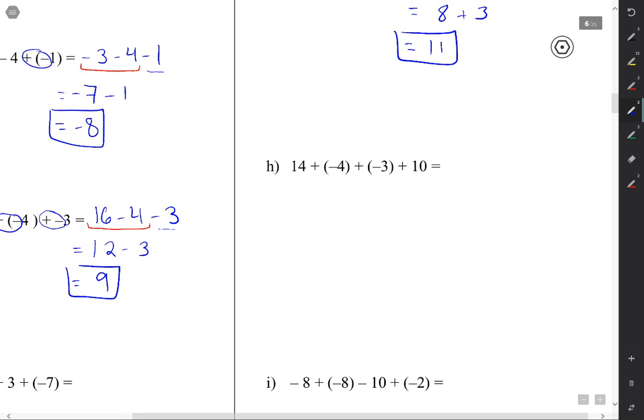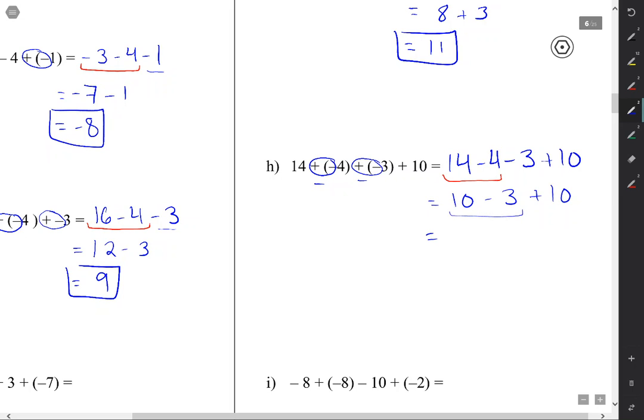For the next one here, we have a plus sign and a minus sign here, and we also have a plus sign and a minus sign there. So both of these cases are going to turn into just minus signs because those signs are different. So this would be 14 minus 4 minus 3 plus 10. So then let's start out with the 14 minus 4. That would be 10. Then we still have minus 3 plus 10. Then we're going to do the 10 minus 3, which would be 7, plus another 10. And our final answer, 7 plus 10, is 17.